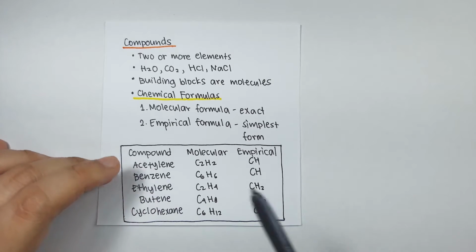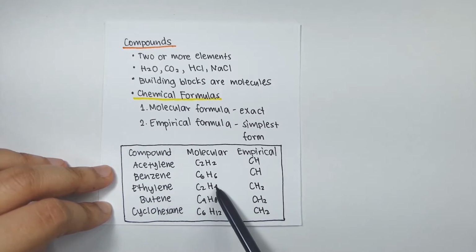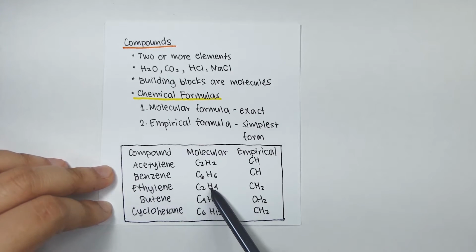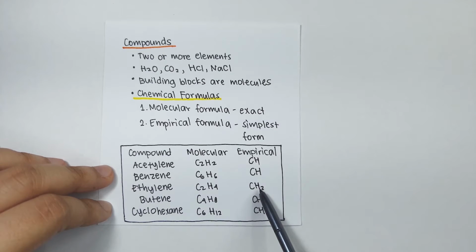For example, ethylene. Yung molecular formula niya ay C2H4, pero we can divide this by 2, so it becomes CH2. So ito yung empirical formula niya.